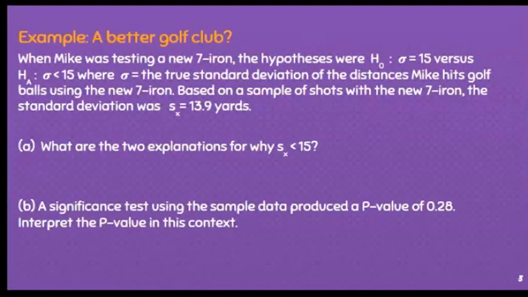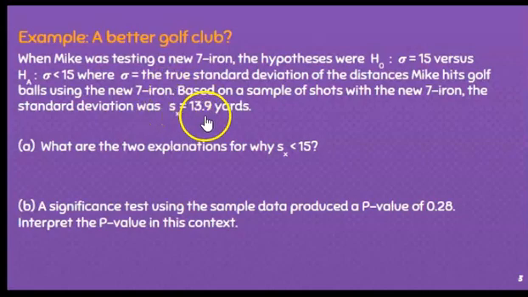All right, so we're going back to the golf example. When Mike was testing a new 7-iron, the hypothesis was that the null is that sigma is equal to 15 yards, versus the alternative that sigma is less than 15 yards, where sigma is the true standard deviation of the distances Mike hits golf balls using the new 7-iron. So based on a sample of shots with the new 7-iron, the standard deviation was 13.9 yards. All right, so notice I used a different symbol here because it's the sample. I used the sample standard deviation symbol.